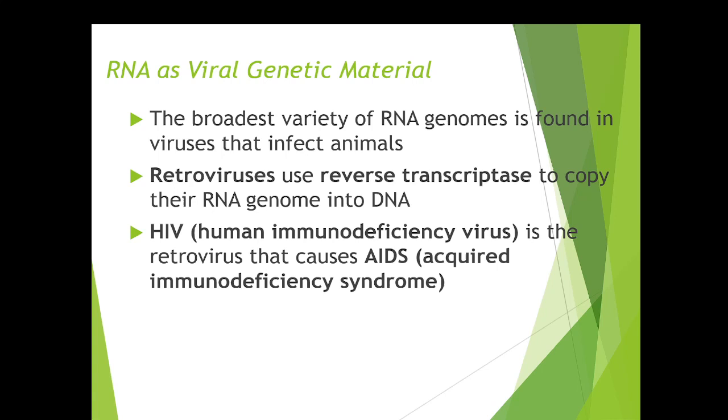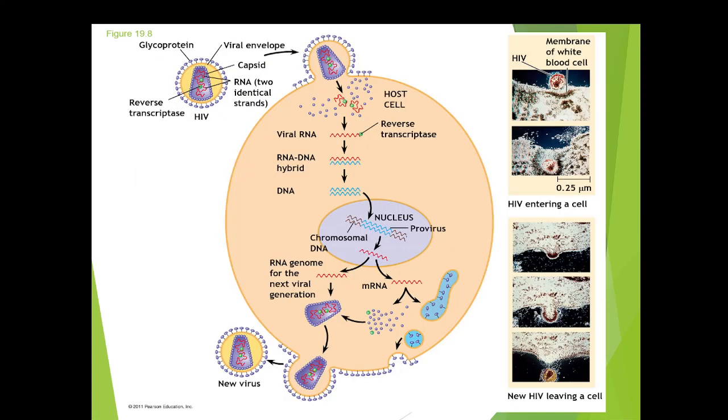The broadest variety of RNA genomes is found in viruses that affect animals. So retroviruses use reverse transcriptase to copy their RNA into DNA. And in fact, reverse transcriptase is one of the exceptions to the central dogma of genetics that we see. And so we've done quite a bit of study in science on HIV and AIDS. And so here is an artist rendition of what HIV/AIDS looks like. It has a glycoprotein-rich membranous envelope that helps it get into the host cell here. And so in this case, it's a host white blood cell.